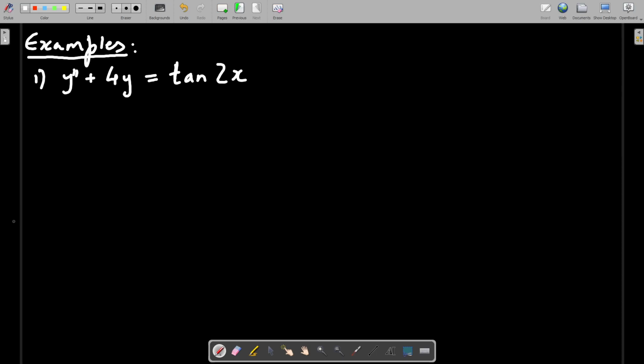After this I'll be doing one more method, but even that method won't work on this problem. If you get tan x on your RHS, in this semester we're studying only this particular method, variation of parameters, which will help us solve it. Later on we'll study more, but for this coming semester exam you'll have only this one method for this problem. So consider the auxiliary homogeneous equation first.